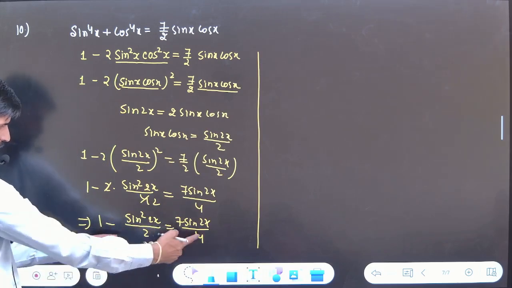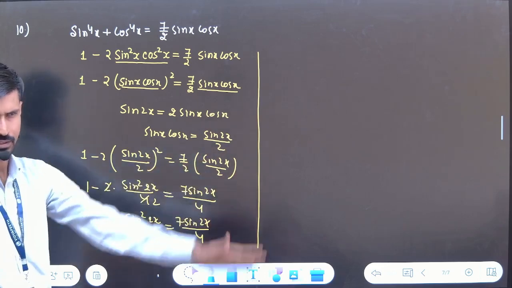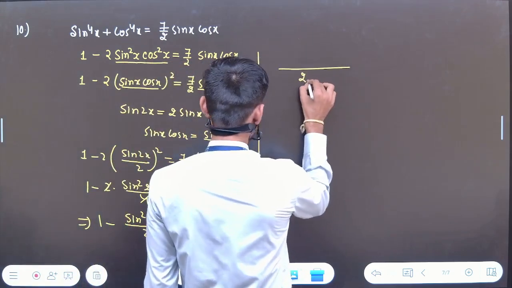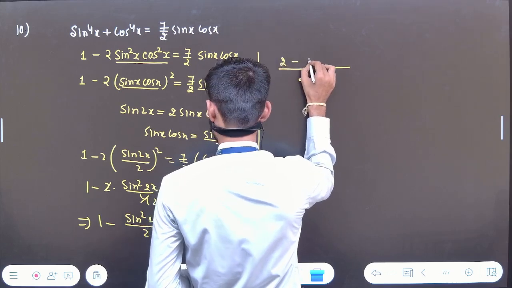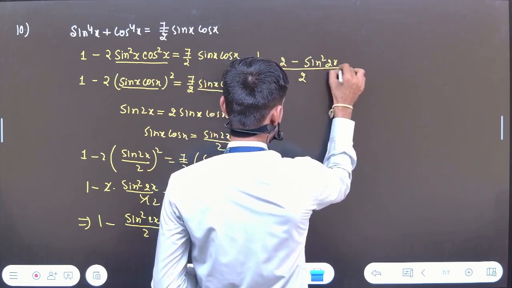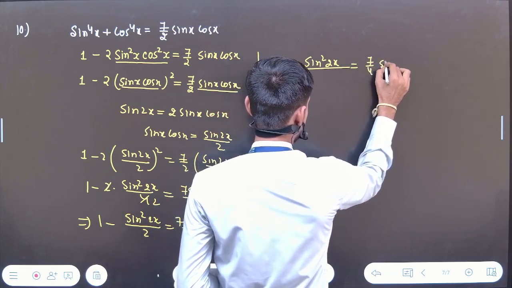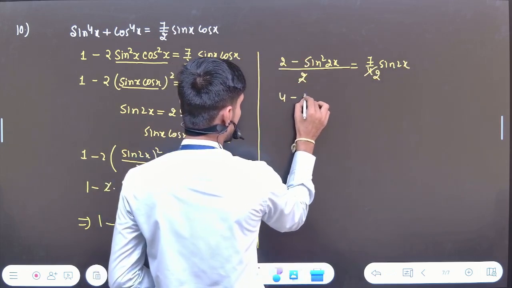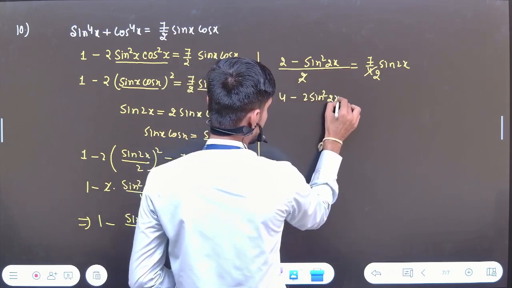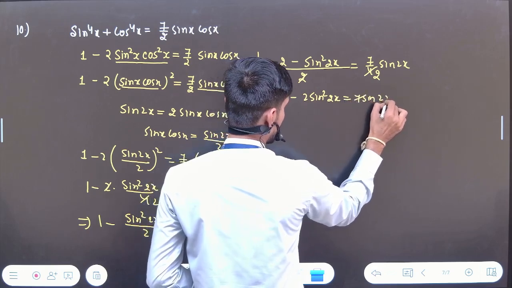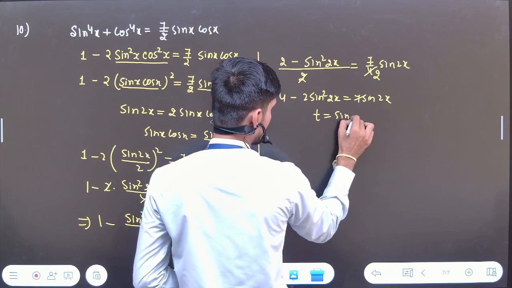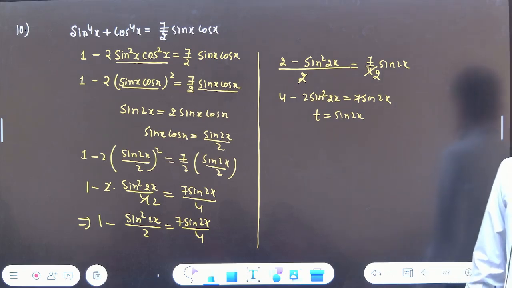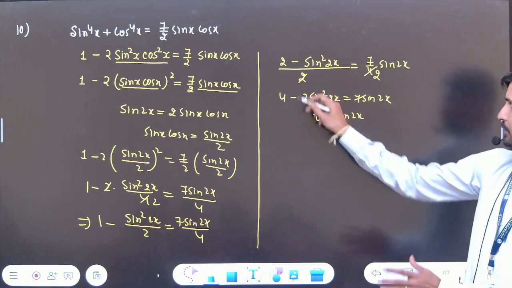Now take the LCM. This division is there, so normalize it. Take the LCM here. This side the LCM will become 2, and 2 will multiply that side. That will become 2 minus sin^2 2x is equal to 7/4 sin 2x. 2 will cancel 4 two times, and 2 will cross-multiply that side. 4 minus 2 sin^2 2x is equal to 7 sin 2x. Now we'll take t is equal to sin 2x.